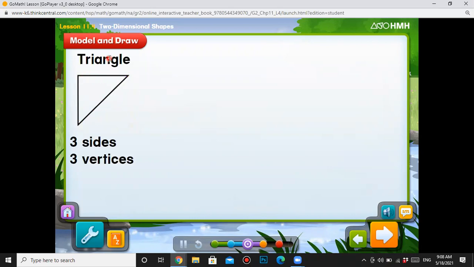This shape is a triangle. All triangles have 3 sides and 3 vertices. Let's count the sides of this shape.